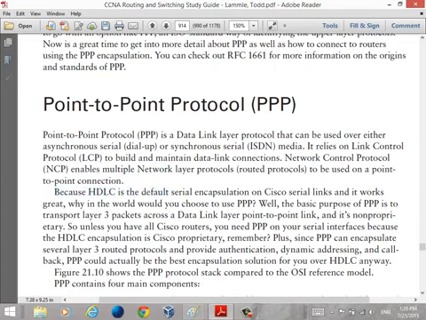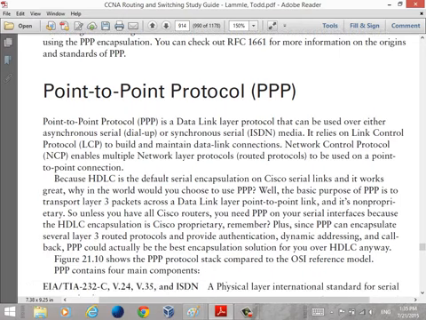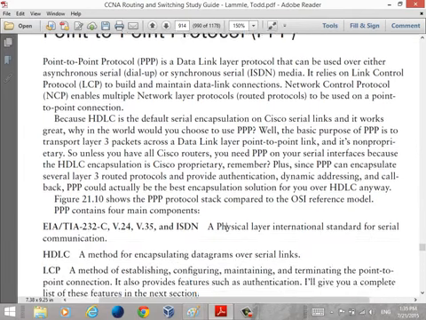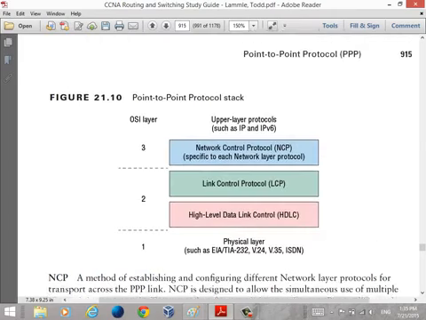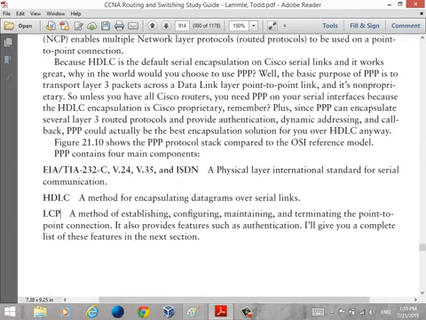Let me discuss this, read this paragraph. Yes, you can read about LCP here. A method of establishing, configuring, and maintaining the point-to-point connection. It also provides features such as authentication.